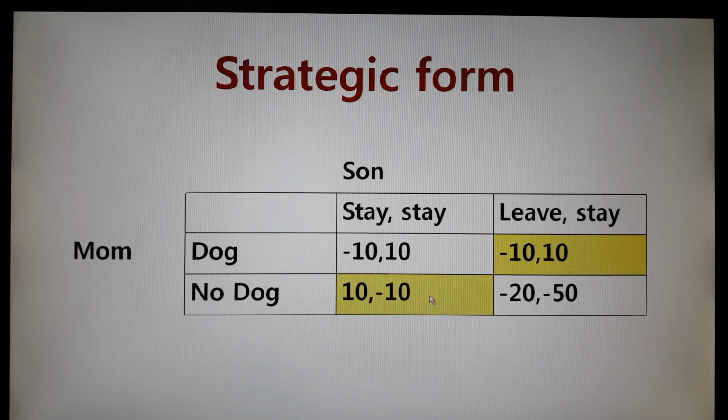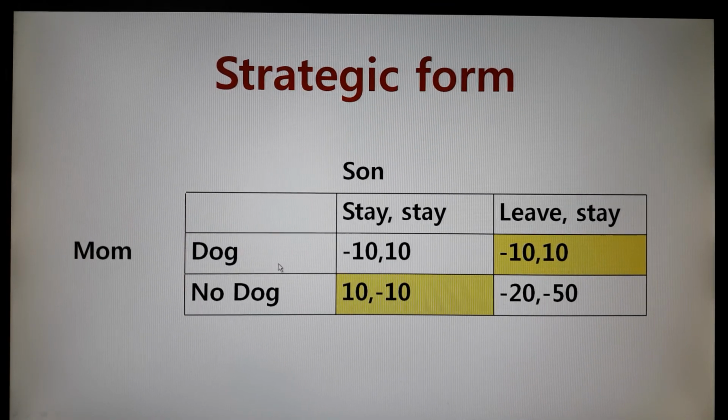She wouldn't do that. What about the son? Mom does not buy the son a dog. Son is getting negative 10, not happy. But if he leaves, it's negative 50 because he's out there in a cold place, nothing to eat. So this no dog stay is the Nash equilibrium.